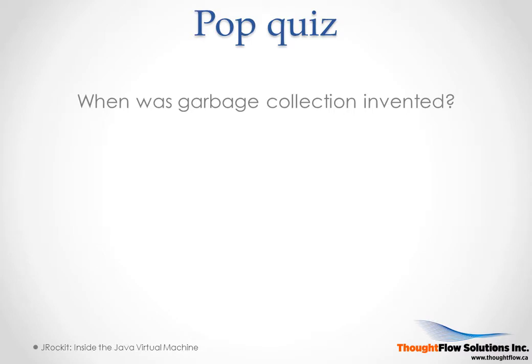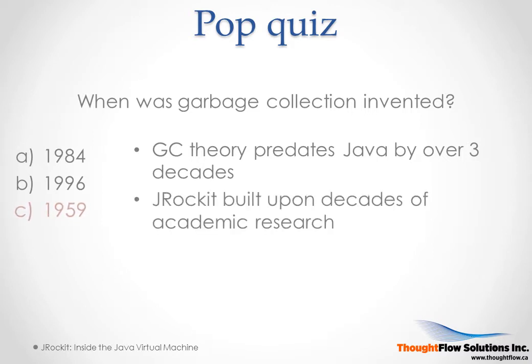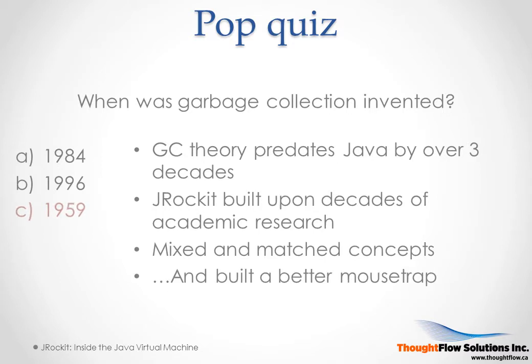Okay, so here's a pop quiz. When do you think garbage collection was invented? Was it 1984, 1996, the year Java came out, or 1959? Well, the answer of course is 1959. So GC theory predates Java by over 3 decades. JRockit is built upon decades of academic research, and it mixed and matched concepts, and in my opinion built a better mousetrap.